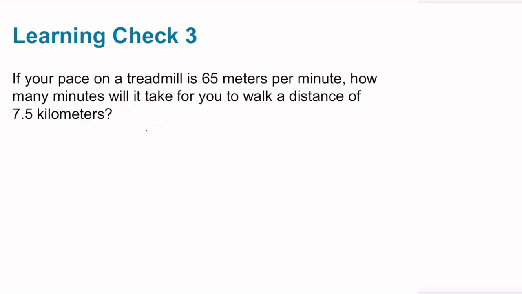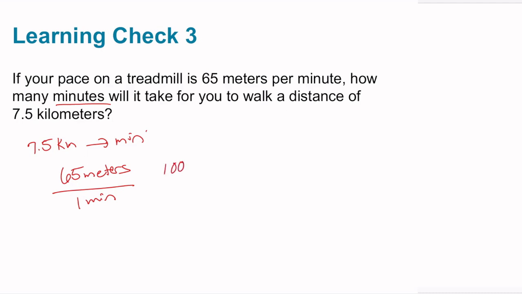If your pace on a treadmill is 65 meters per minute, how many minutes will it take for you to walk a distance of 7.5 kilometers? So we're starting with 7.5 kilometers and we want to convert to minutes. We'll need two conversion factors here. From our problem we have a unique conversion factor: we're walking 65 meters per 1 minute. And we also know that there are 1,000 meters per kilometer. So we'll first convert from kilometers to meters and then meters to minutes.